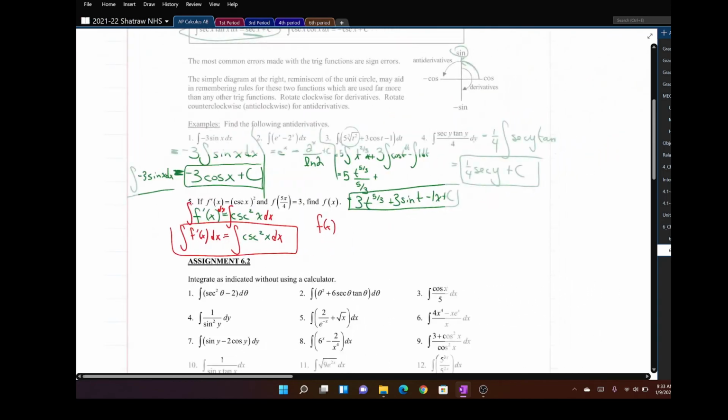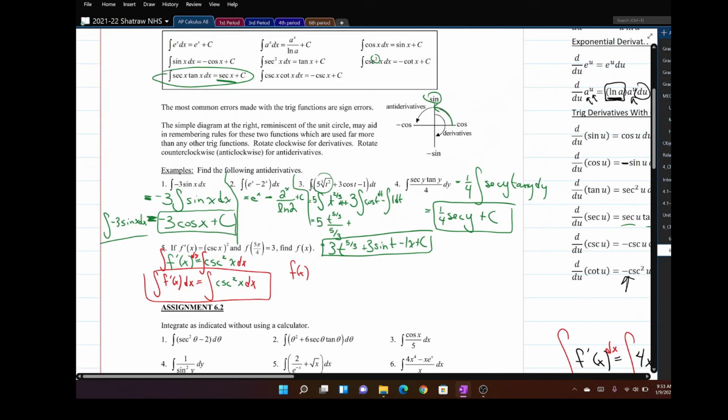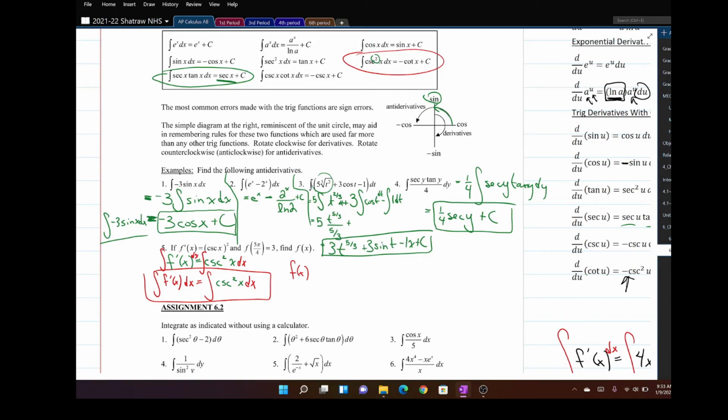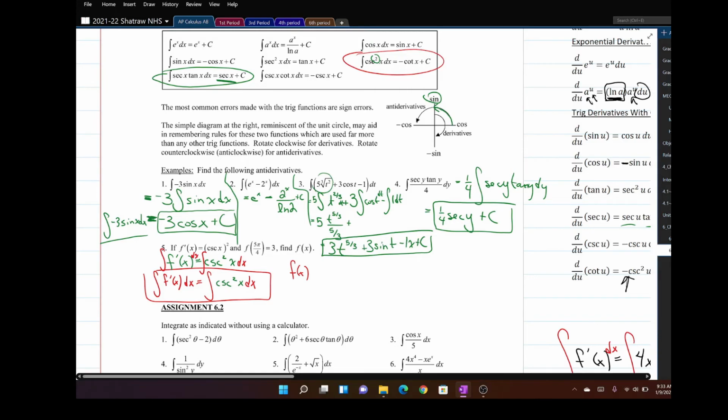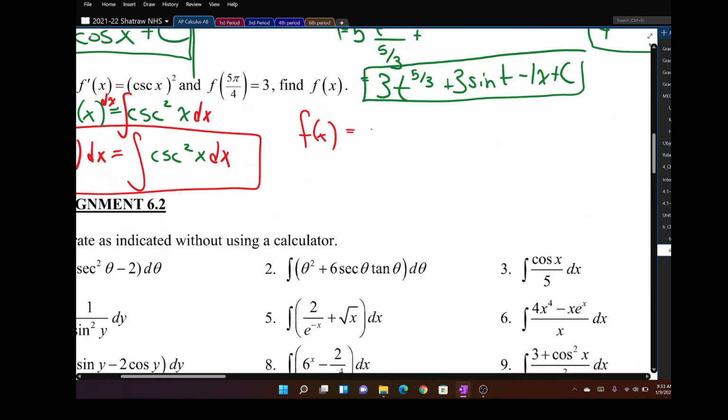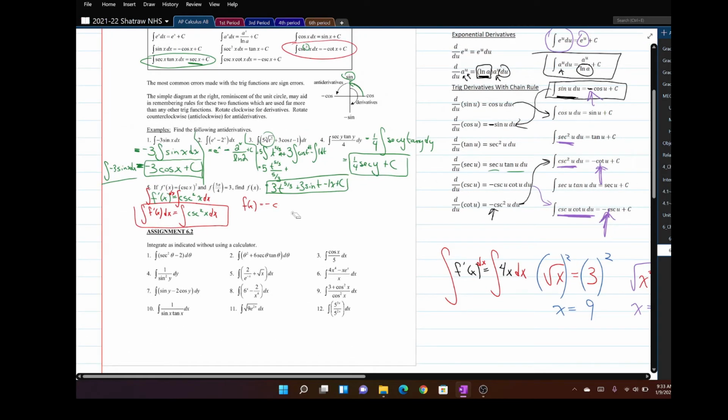Is it what you think it is? Let's double check. It is negative cotangent of x. And that's why I have you memorize it with the negative. The answer is negative. All right, so here my answer will be negative cosecant. Did I just say cotangent? I just said cotangent. Cotangent of x.